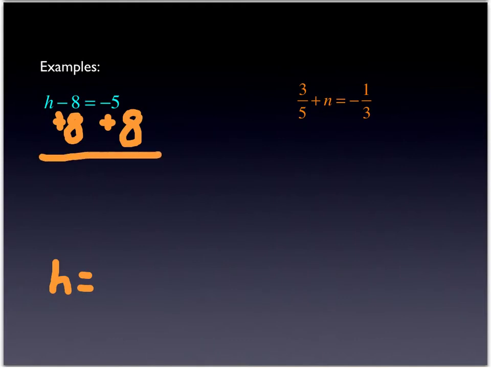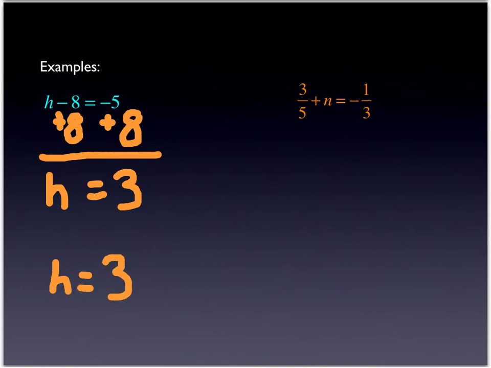Typically I like to work in a vertical fashion like this. Some of you may prefer to go horizontally. Either way is fine. Anyway, when I do that, then on this left side I am left with just plain h. Negative 8 plus 8 eliminates those, or cancels those out. And then on this side I have negative 5 plus 8. Hopefully you can do that in your head. Your answer ends up to be 3.